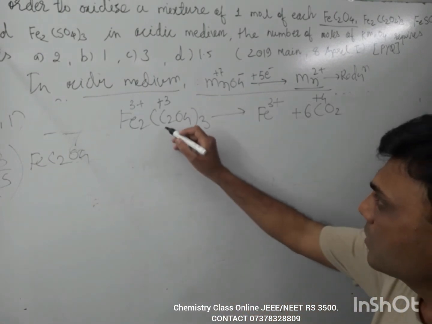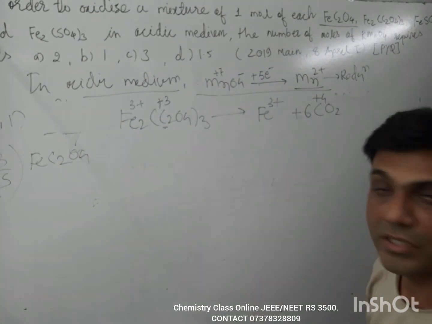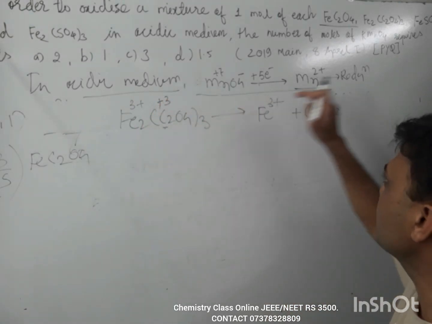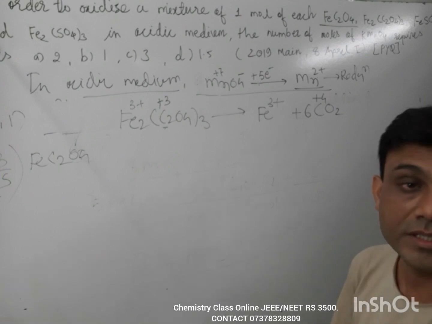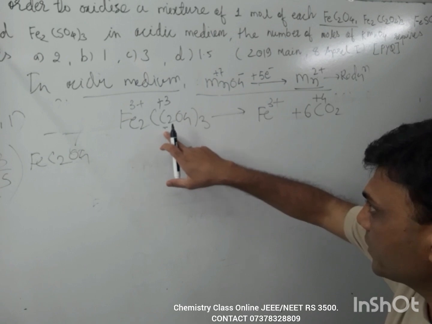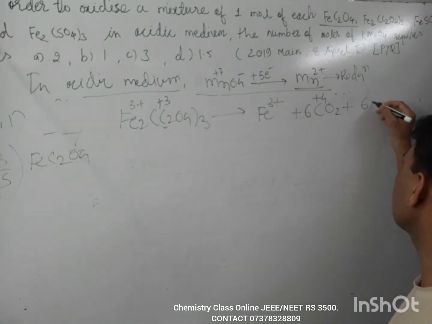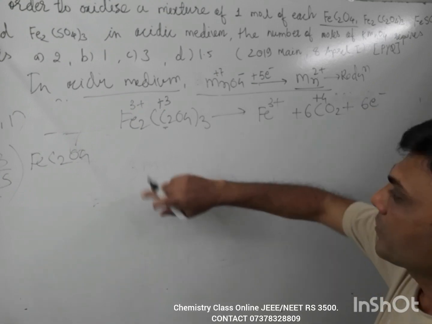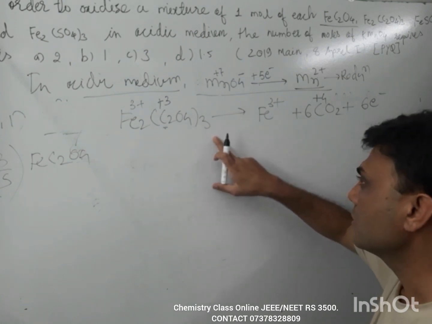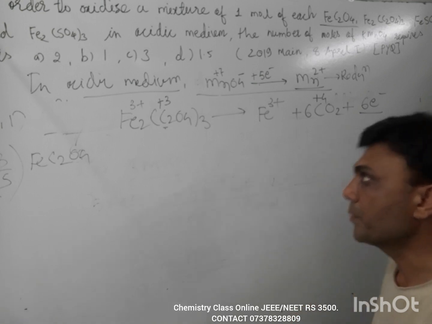Now you see carbon is oxidized to C4 because it was in the plus 3 oxidation state. Now from plus 3 it has become plus 4. That means one electron is removed from the carbon atom. So how many atoms of carbon are there? There are 2 into 3, 6. So the number of electrons removed is 6 electrons. Clear? That means to oxidize 1 mole of Fe2(C2O4) thrice, we have to remove 6 electrons from this compound.